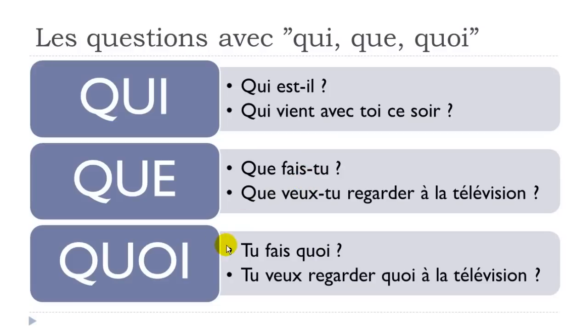What are you doing? Okay, but if you're using this quoi, then it means that you don't start the question with it. You just put it, for example, at the end. Tu fais quoi? It is exactly the same meaning as this question, but you can see that you just keep the normal order of the sentence, subject, verb. In that case, you definitely need to raise your voice at the end. Tu fais quoi?